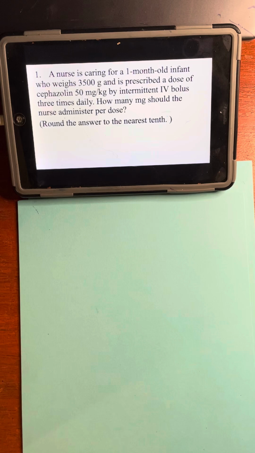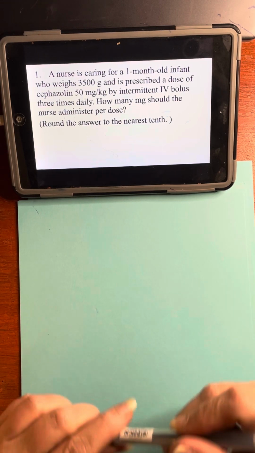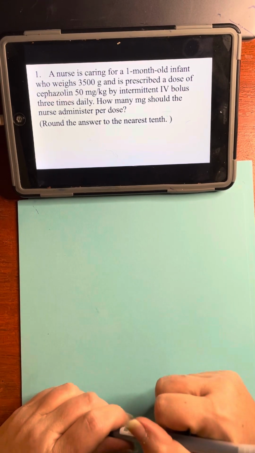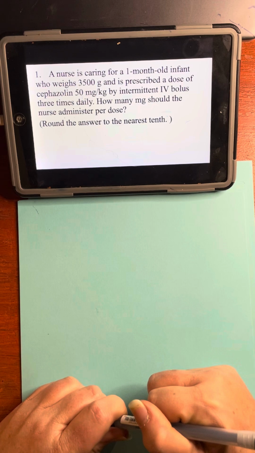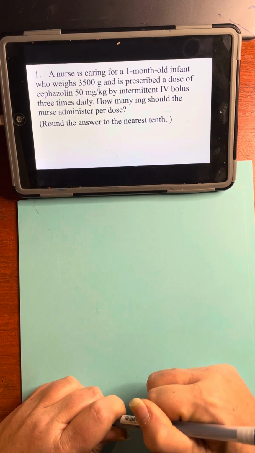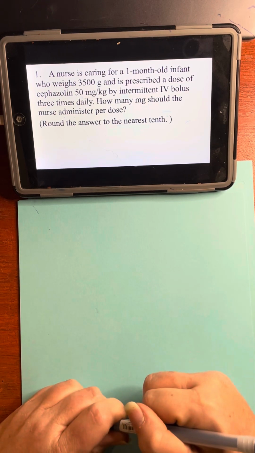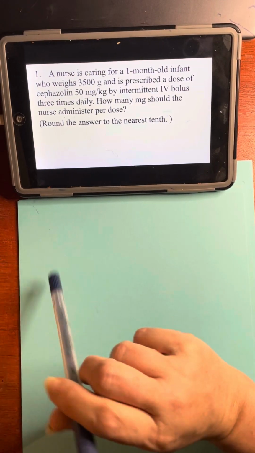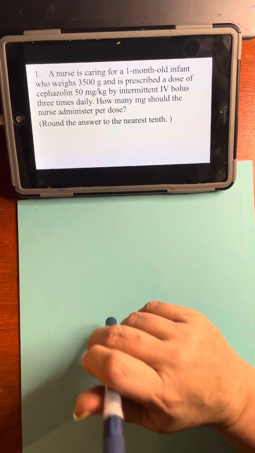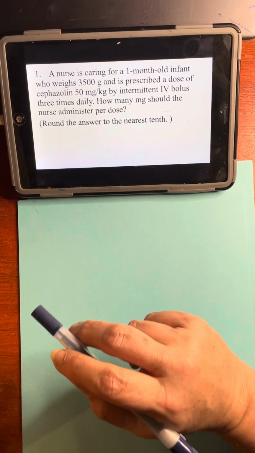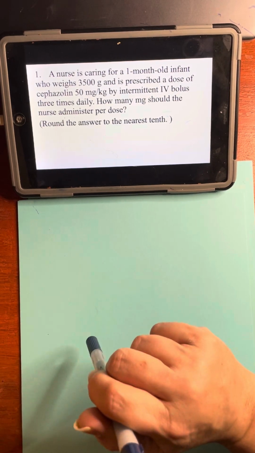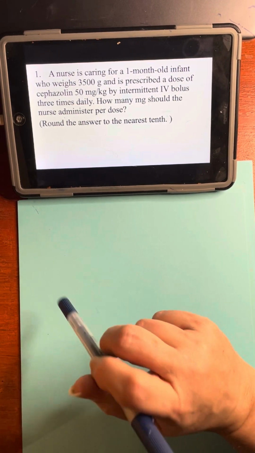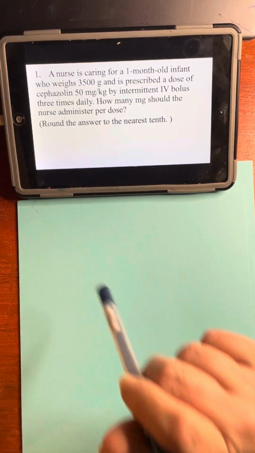A nurse is caring for a 1-month-old who weighs 3,500 grams and is prescribed a dose of cefazolin, 50 milligrams per kilogram by IV bolus 3 times daily. How many milligrams should the nurse administer per dose?